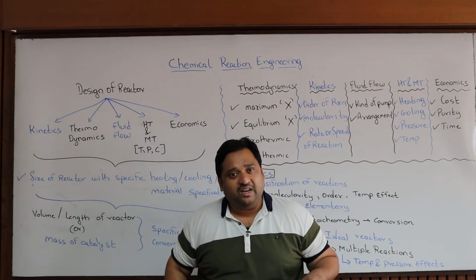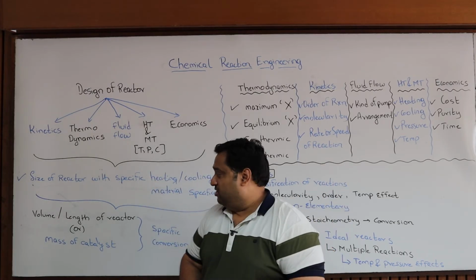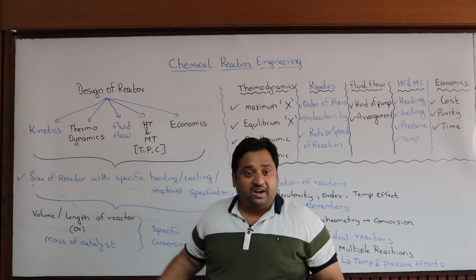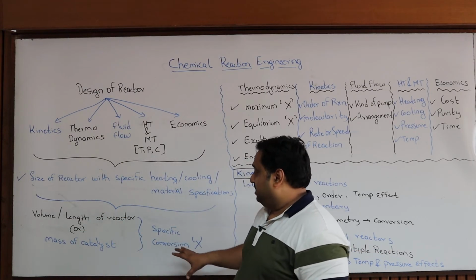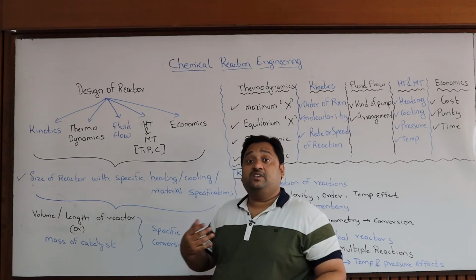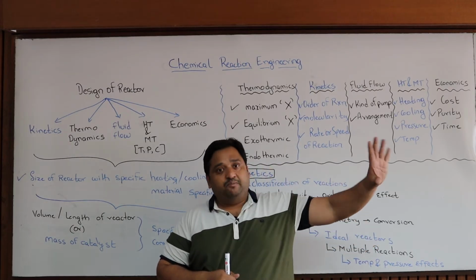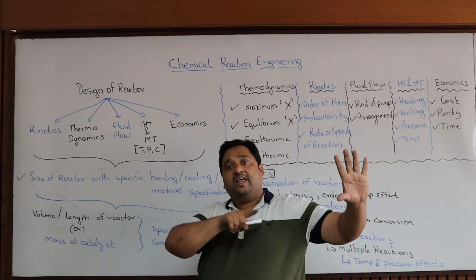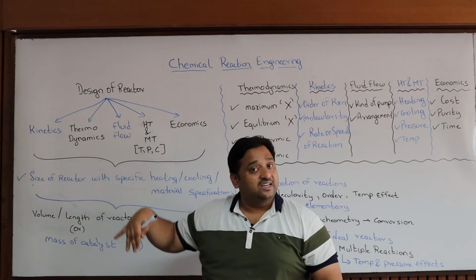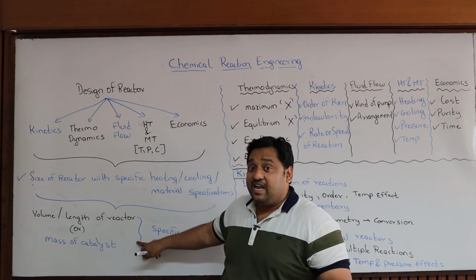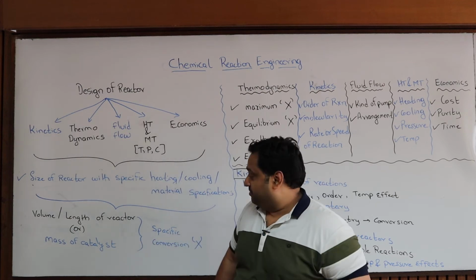The crux of chemical reaction engineering is to design a reactor. So what volume of the reactor, what length of the reactor, how much catalyst I have to put in. All this is for a specific conversion, whatever I am targeting. For this 80% conversion, what should be the length of the reactor, what should be the volume of the reactor, what should be the catalyst inside the reactor. These are the design aspects we have to look into.